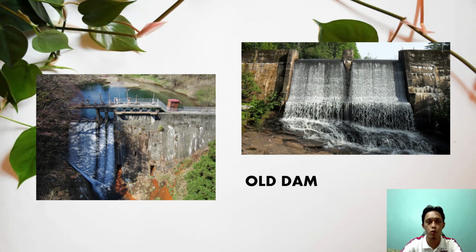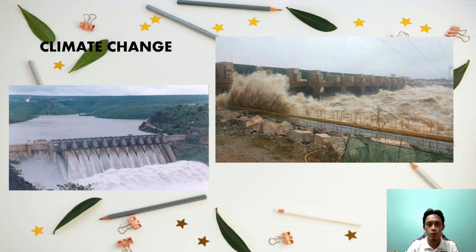The second issue is climate change. With the unbalanced weather of the Earth, heavy rains will increase the water level, so flash floods will occur, especially in the downstream area. The dam will not be able to accommodate the water, and the control gate of the dam has to be opened to avoid damage due to high pressure from the water.